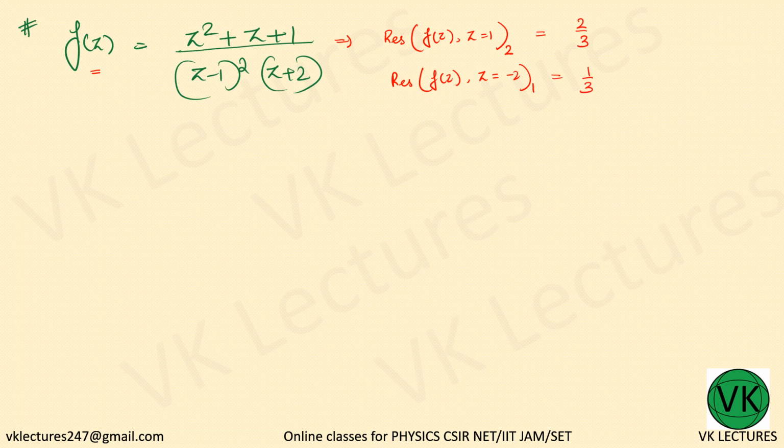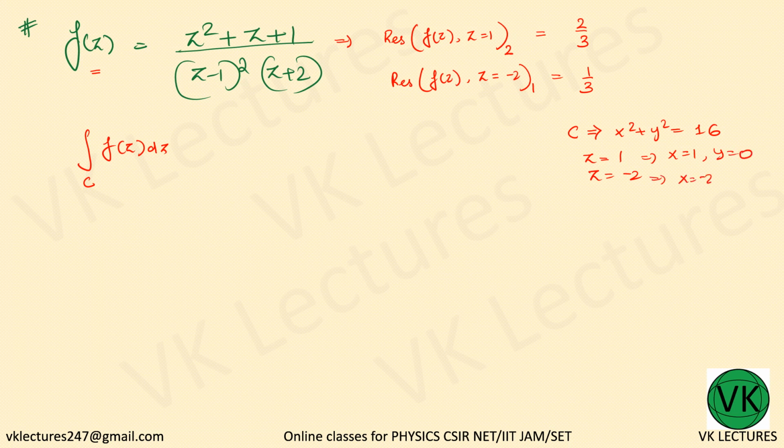Now if you take the integral f of z dz over the contour c, and we have to define the contour c, let it be x square plus y square equal to 16. So when you put x square plus y square equal to 16, this is z equal to 1 and z equal to minus 2, which implies x equal to 1, y equal to 0, as well as x equal to minus 2 and y equal to 0. Both are well within 16.